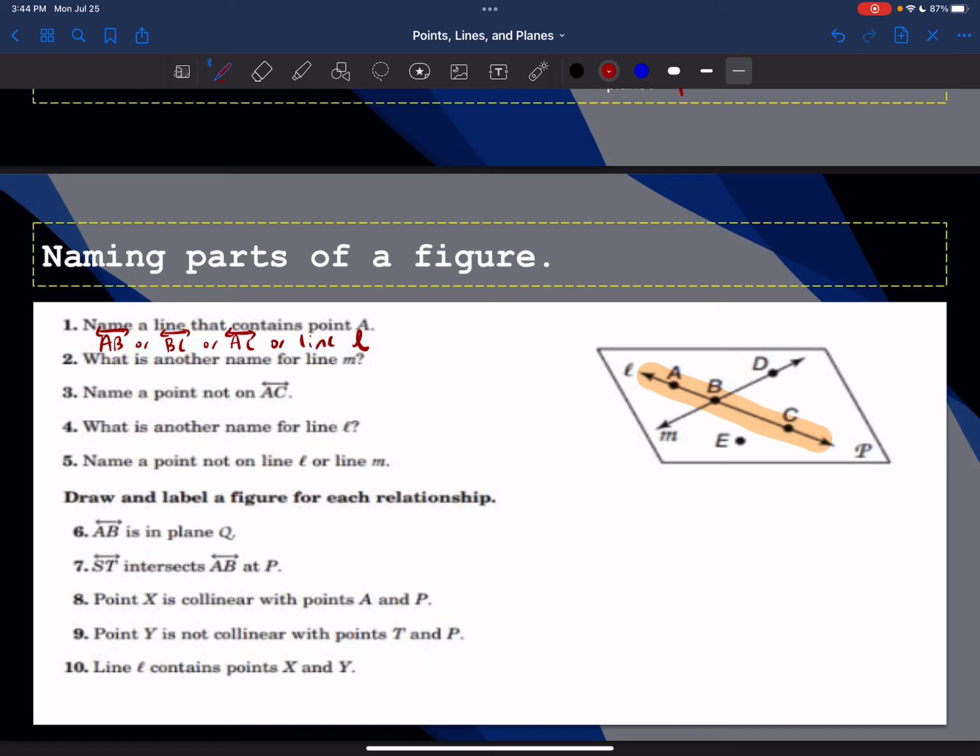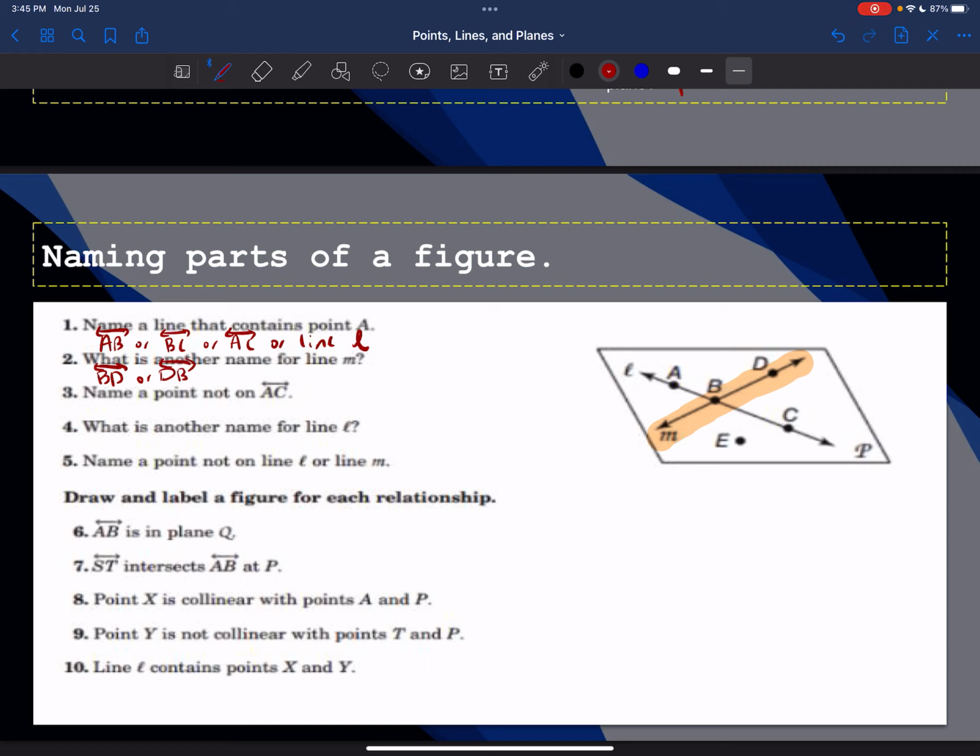Number 2, what is another name for line M? So let's go ahead and find where line M is. Line M is right here. And in order for me to name this line, I need 2 points again. So we can call that BD with the line above it. And there you have it. There's nothing else I need to do. Or actually, you can call this DB with the line above that.